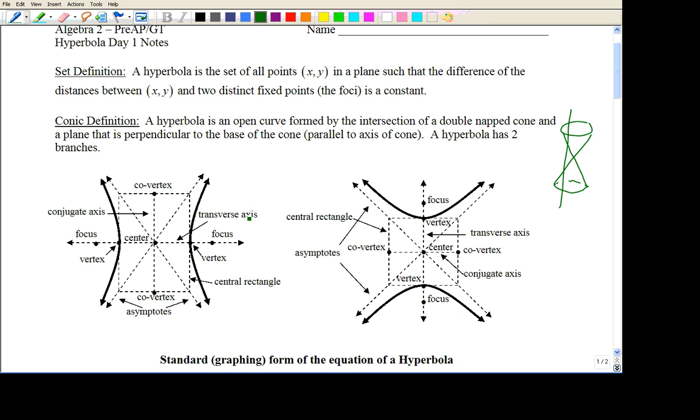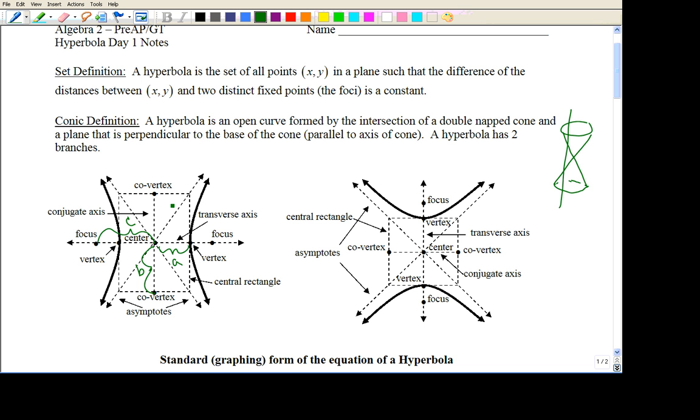So let's just label the things we've known before. From the center to a vertex, remember that was the distance a. From the center to a co-vertex, that was the distance b. And then from the center to either of the foci, that was the distance c. So notice for a hyperbola, c is on the outside of a instead of inside. So c will always be longer than a for these hyperbolas.